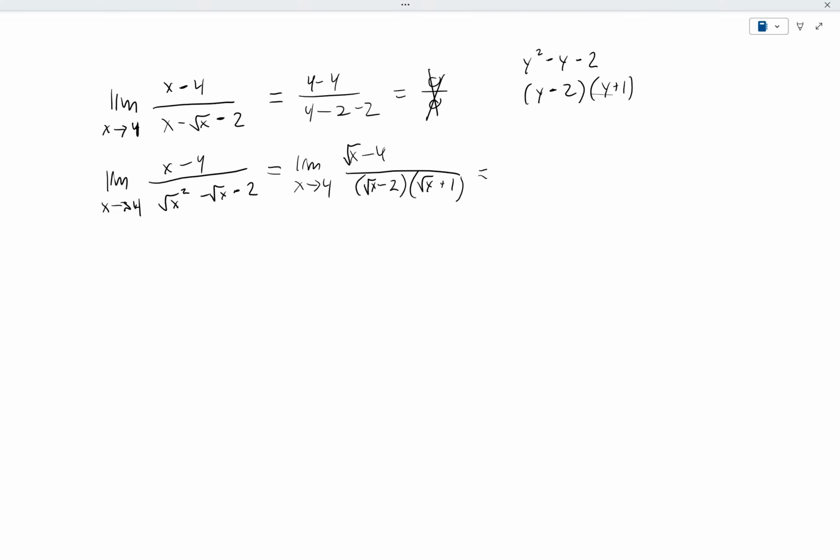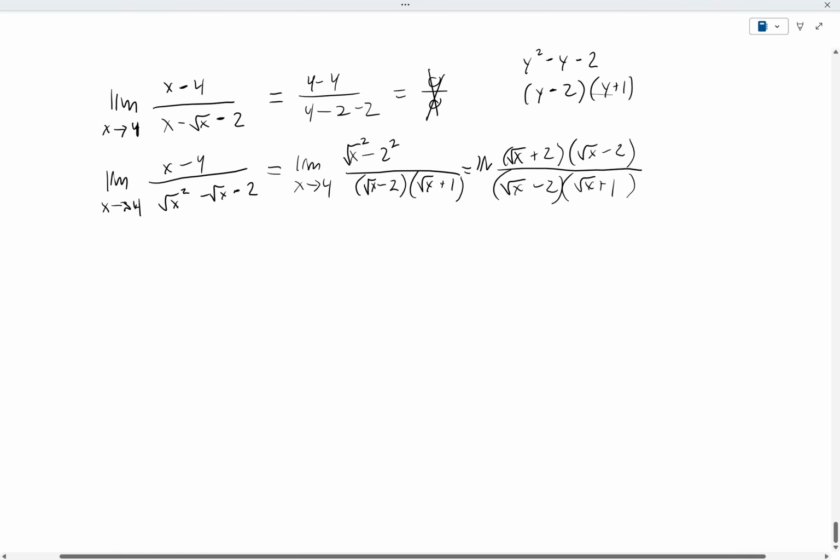And yeah, you could write this as the root of x squared. And now this becomes a difference of squares up here. So a difference of squares can be written as root of x plus 2 times root of x minus 2. That's how you can factor a difference of squares, because whenever you FOIL that, you get back to this. That's all over the root of x minus 2 times the root of x plus 1. And I'm going to write the limit notation here because we're still taking a limit at this point. Okay, so this is what we have now.